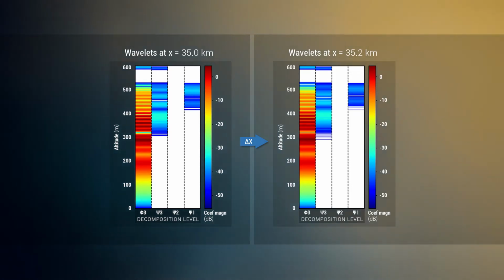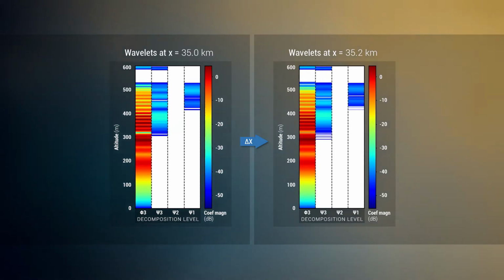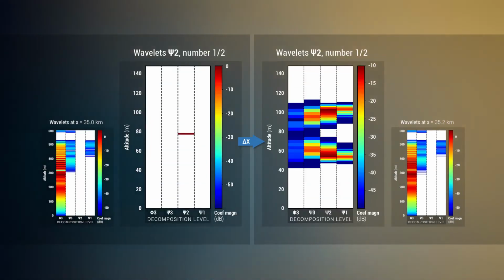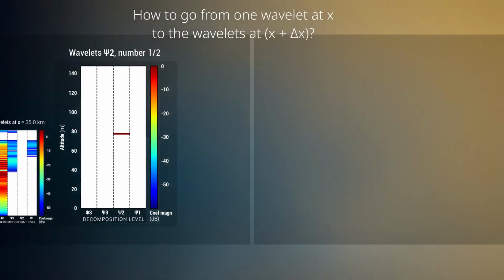What we have here on the left is the wavelet decomposition of the field at x. What we want to obtain is the wavelet decomposition at x plus delta x. To calculate this, let's suppose we know the propagated wavelet for each wavelet coefficient. If we know this, then we just have to sum all the contributions of all wavelets in the wavelet domain. The next question is, how do we know the propagated field for each wavelet?